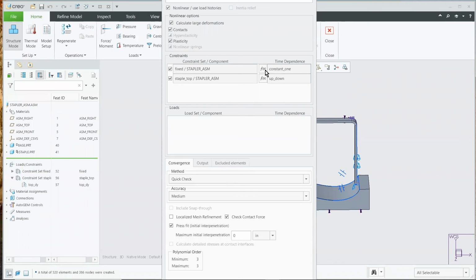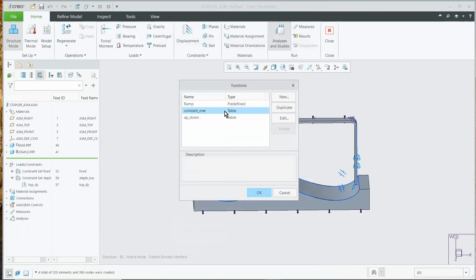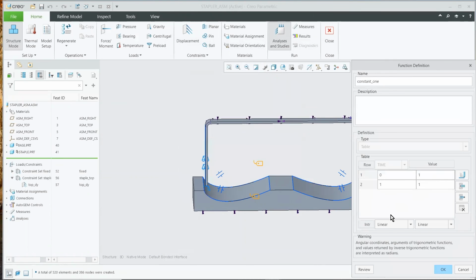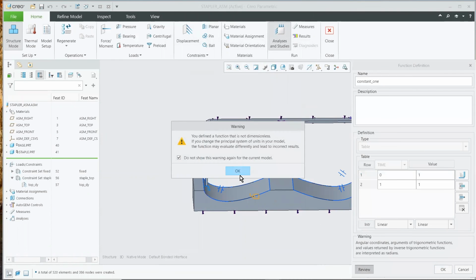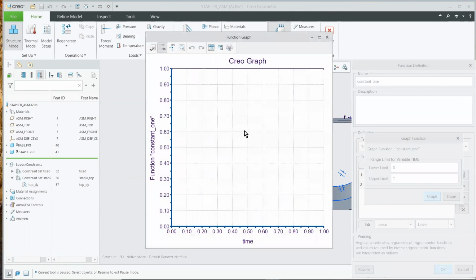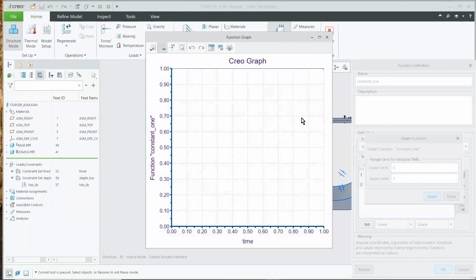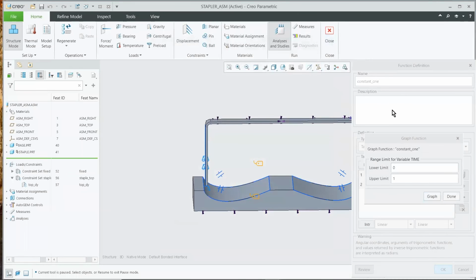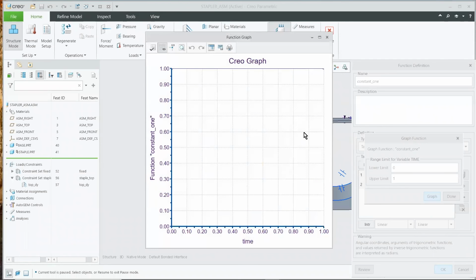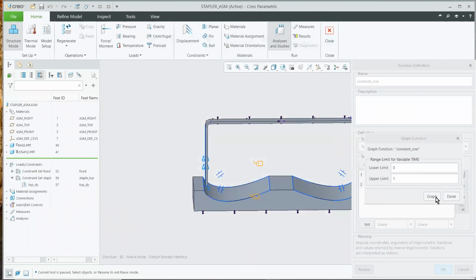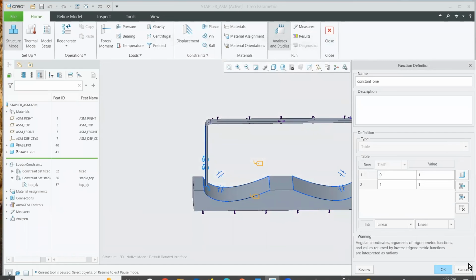So as far as the constraints, remember this bottom part, this base part isn't going to move at all. So I could use that ramp function like we did, but I'm just going to show you another thing that we can use. So we can go under functions, and I have a function under there just called a constant one, right? So if I wanted to look at that, I could say, let's review it and let's graph it out. All it is is a straight line, straight across here, that doesn't change, right? And that's basically what we're saying with this, that that part doesn't change at all. So we're going to use him.